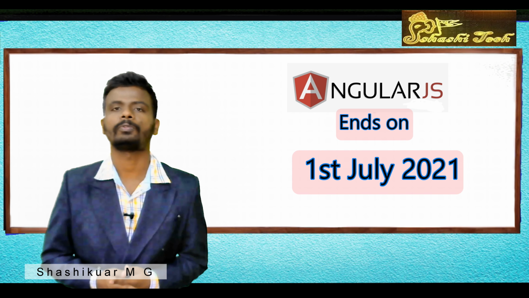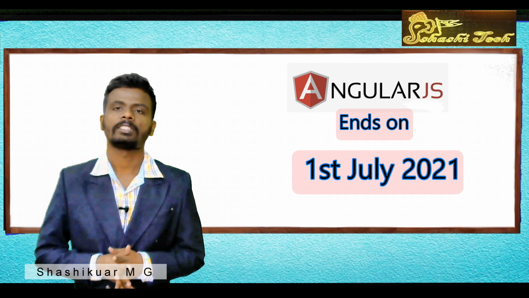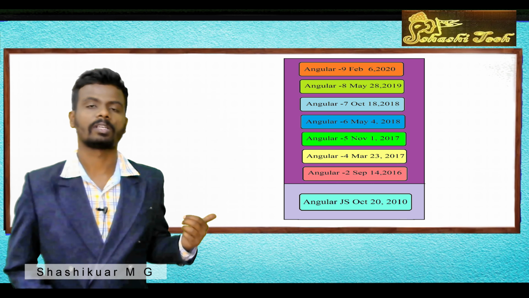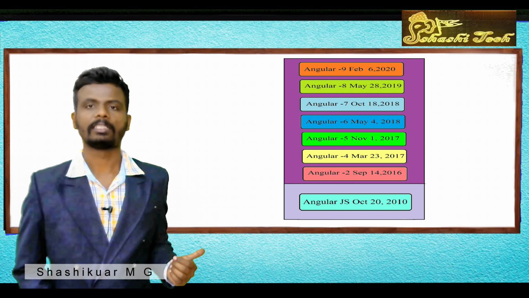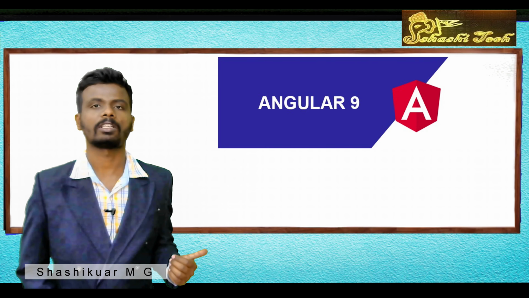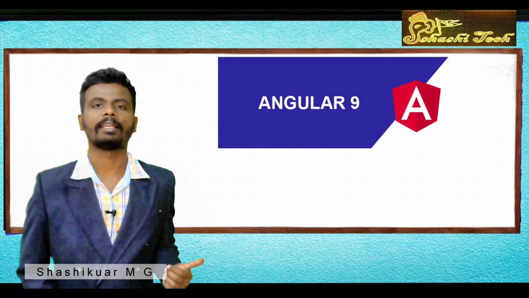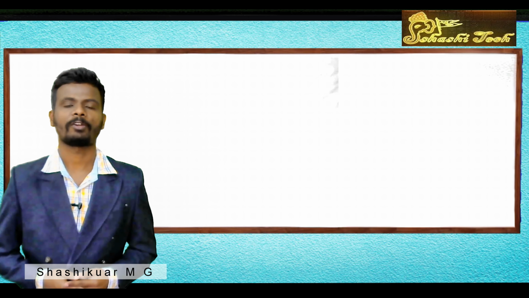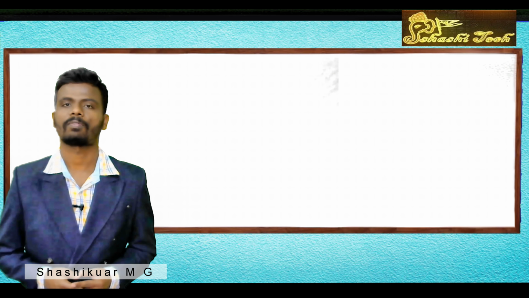The end of support for AngularJS will be July 2021. It is a list of the versions of Angular along with the years. And the latest and current version of Angular is Angular 9. Keep watching my videos. In the next video, we are going to discuss the architecture of Angular 9.